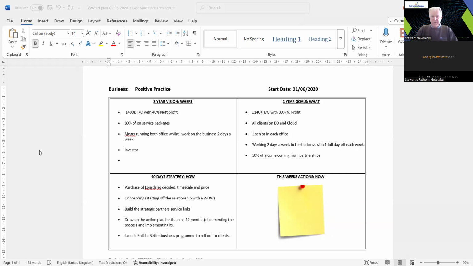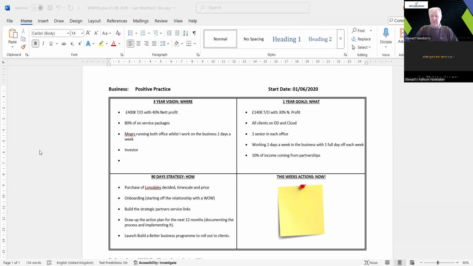Top left quarter is your 3-year vision, where you want your business and personal life to be. Top right quarter is your 1-year goals, what you need to do in the next 12 months to succeed. In the bottom left-hand corner is your 90-day strategy, how you're going to achieve these goals. And finally, the bottom right-hand corner is this week's actions.